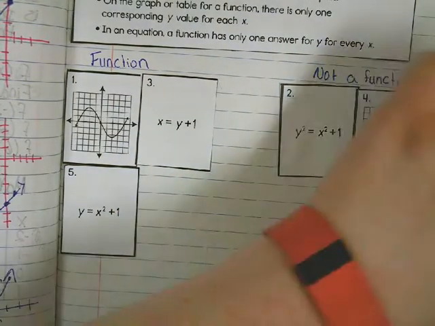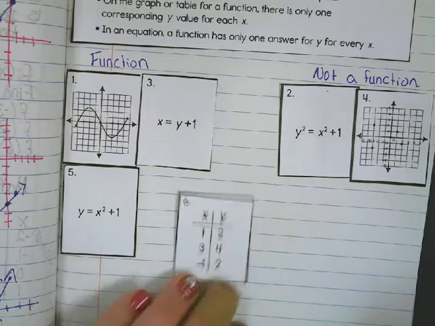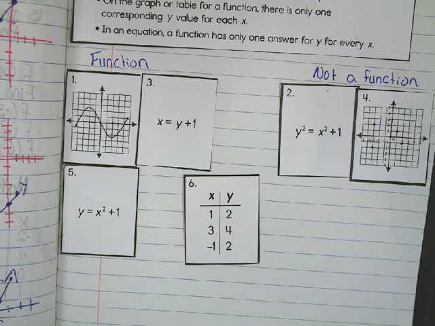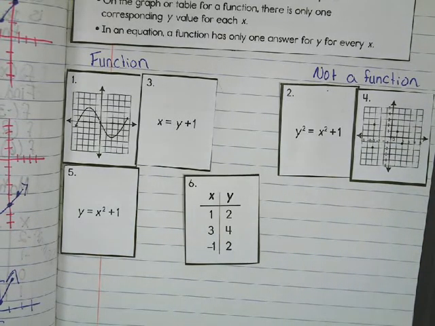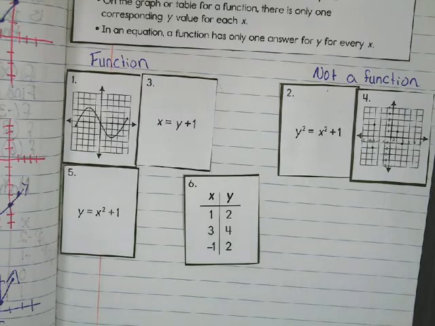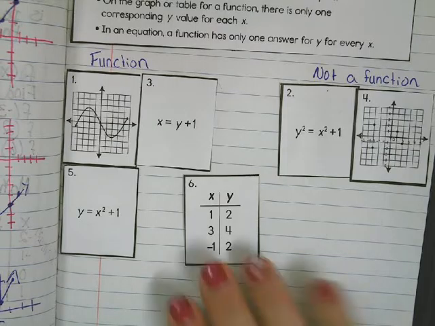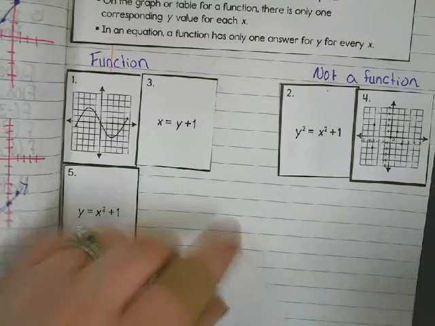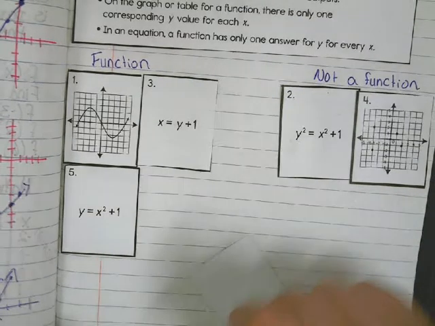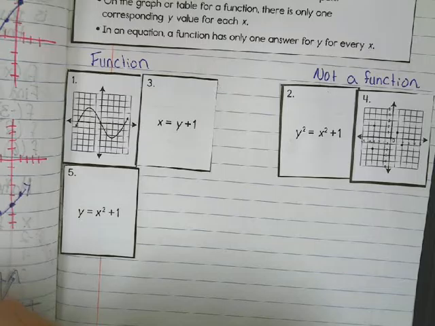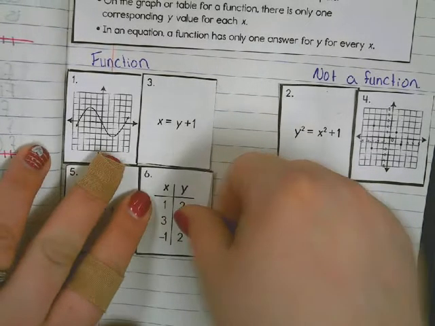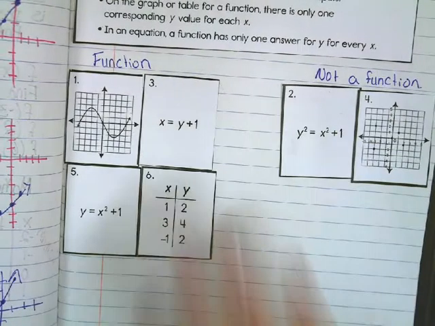Number 6. So if I look at my table, do my x values repeat? No. 1 and negative 1, those are 2 different numbers. So does x repeat? No, so it is a function. I was looking at the y's. Yep, y's can repeat, x's cannot. So as soon as you see your x repeat with a different y, it's not a function.